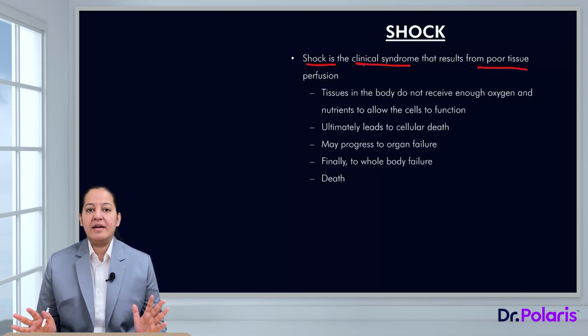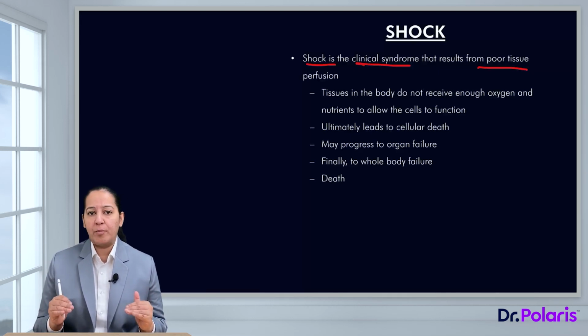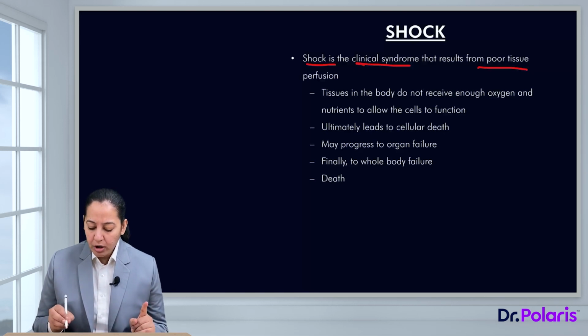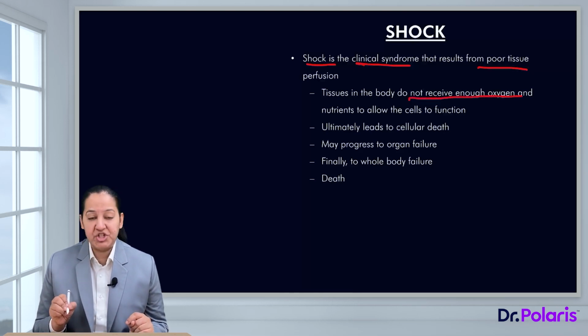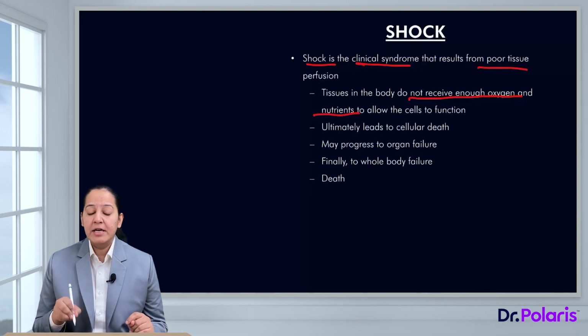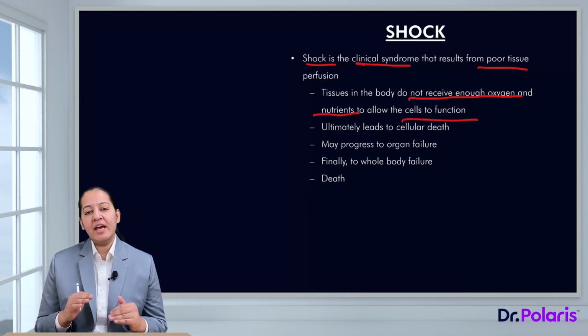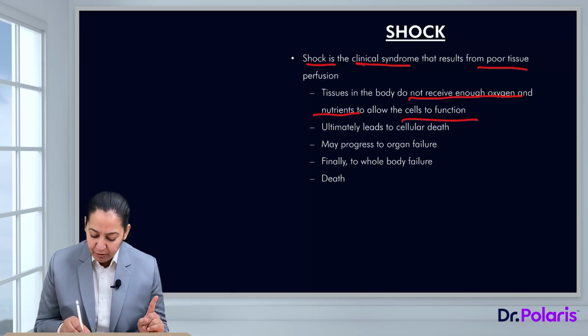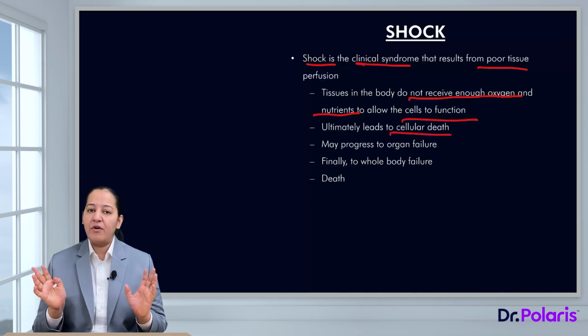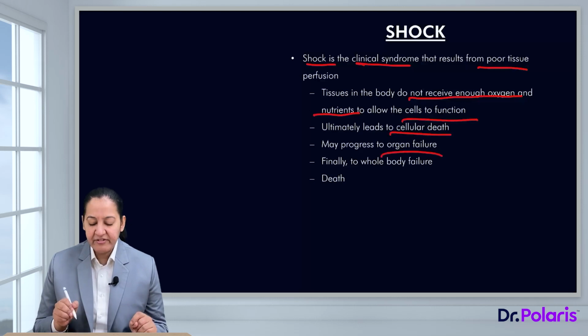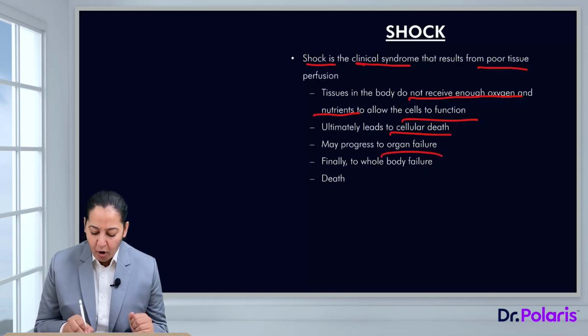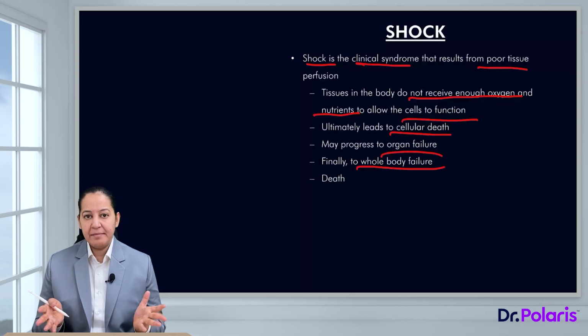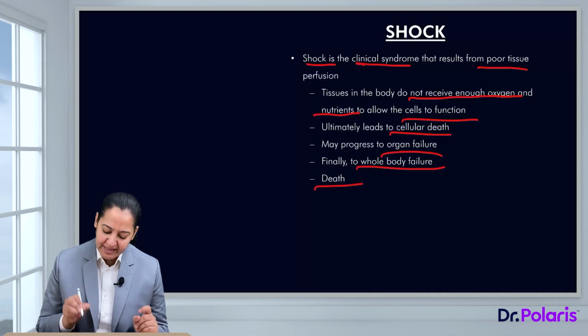Imagine a condition in which all body organs are receiving less blood. Less blood means less oxygen. Less oxygen means less oxygenated blood, or less pure blood, to all the organs. So all the organs do not receive enough oxygen and enough nutrients to allow cell function. Ultimately, in all organs of the human body, cellular death takes place first. If multiple cells of an organ are dead, organ failure will result, and ultimately multiple organs in the human body fail, multiple organ failure takes place, and ultimately death takes place.